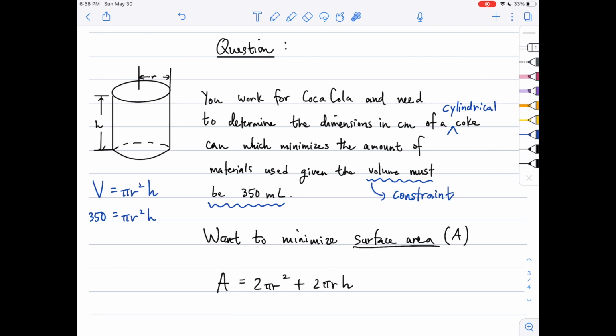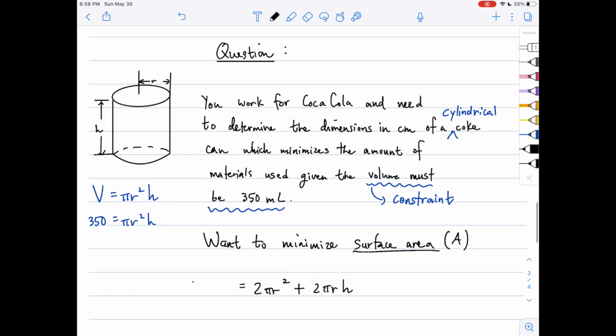You can see that area here is dependent on two variables, radius and height. So actually right now, I'm going to erase A for just a second. I'm going to replace A with A of r comma h in function notation. So what I'm saying here is that the area is a function of two variables. It depends on the radius and it also depends on the height.